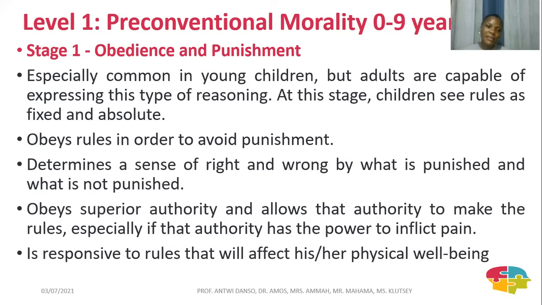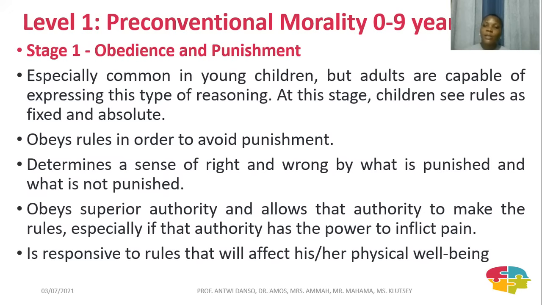When we take level 1, which is pre-conventional morality, it happens between age 0 to 9 years. The first stage here is obedience and punishment. It is common in young children, but some adults are also capable of expressing this type of reasoning. So children see rules as fixed or absolute. Stealing is wrong, so it is wrong. They obey rules in order to avoid punishment. So they will not steal because they don't want to be punished. It determines a sense of right and wrong by what is punished and what is not punished.